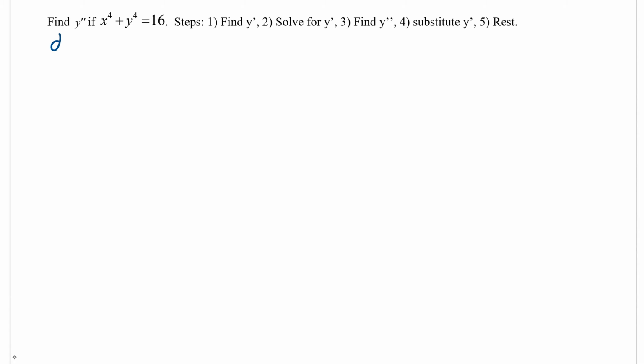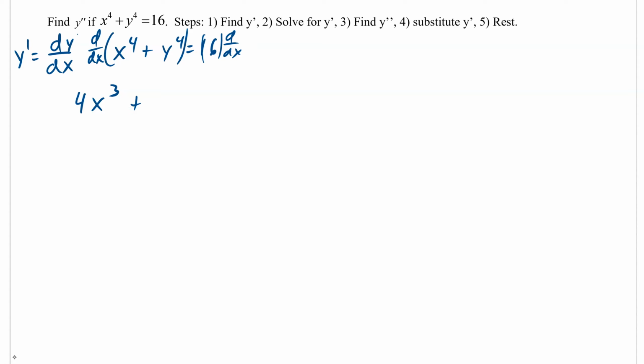All right, so we're going to be taking the derivative with respect to x. So that means our y prime is going to be our dy dx. So let's start with this. X to the fourth would be 4x cubed. So our x to the fourth plus y to the fourth equals 16. And we're doing our dx.